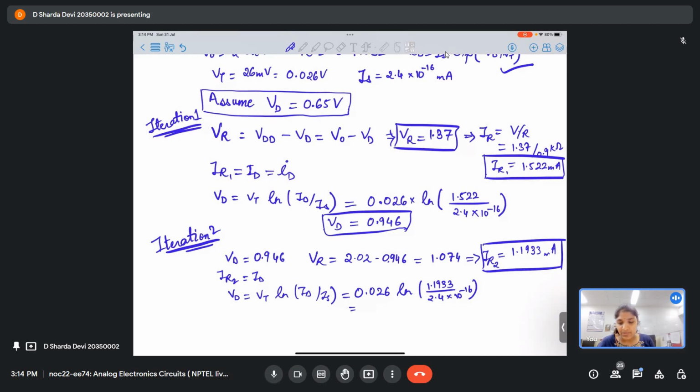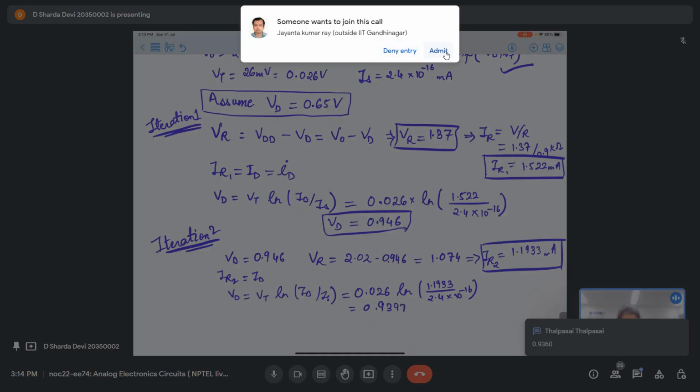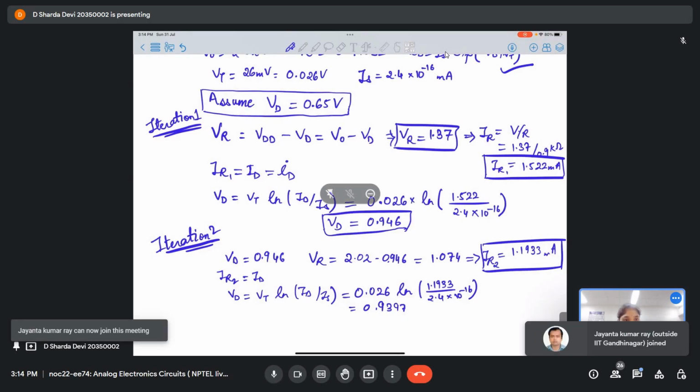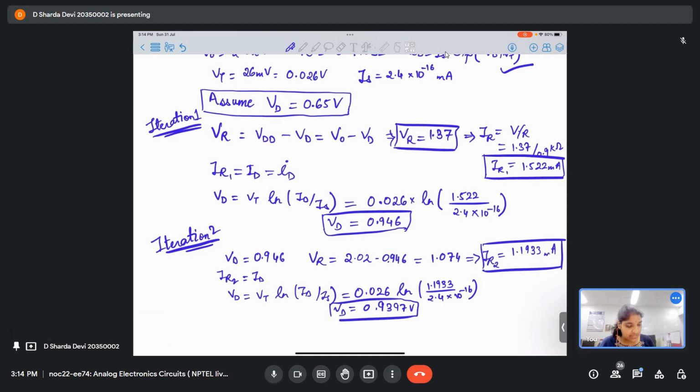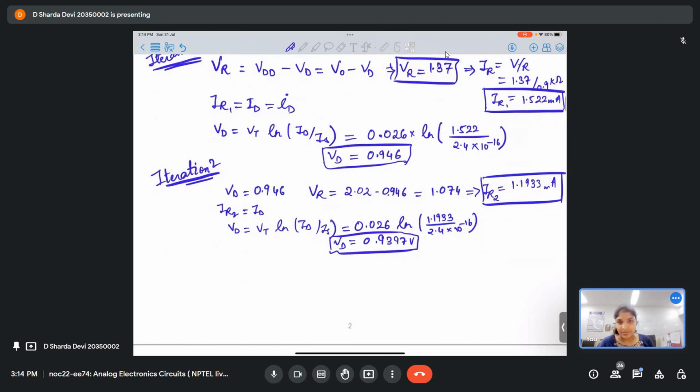Can anyone please quickly solve this? Yes, it's 0.9397 volts. So this is again not equal to what we have assumed, right? So we'll go for another iteration. This is iteration 3. For this iteration our VD is 0.9397.